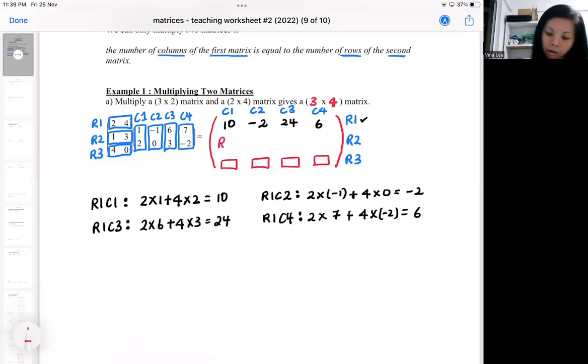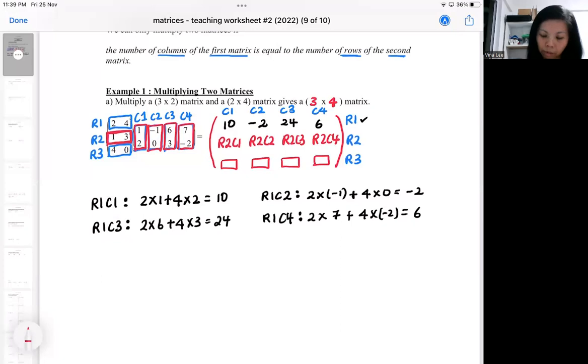So this is R2C1, R2C2, R2C3, R2C4. So everything you'll be using the second row, but then you will rotate the column. So you will rotate the column.